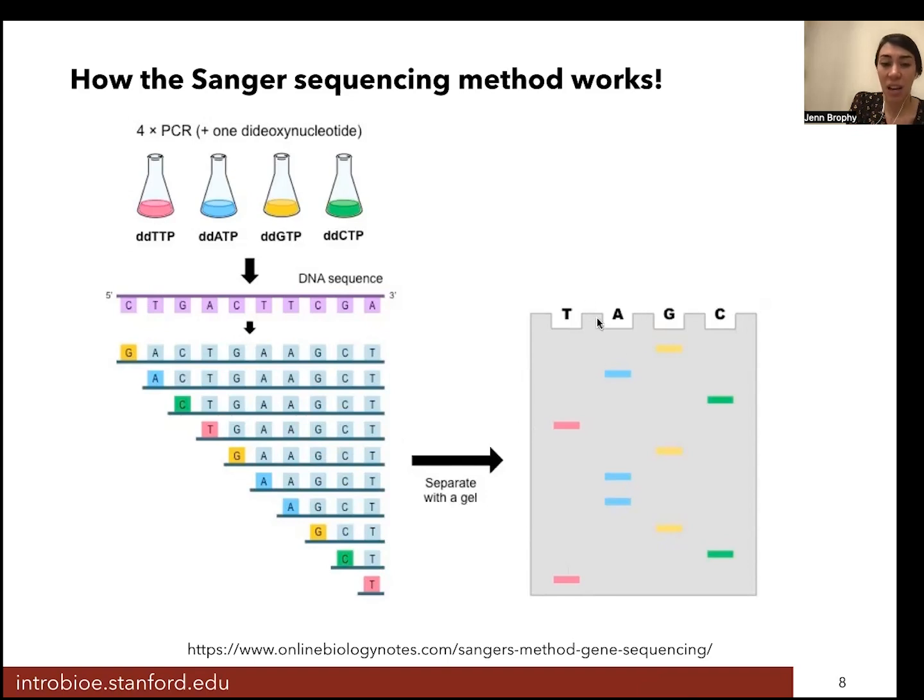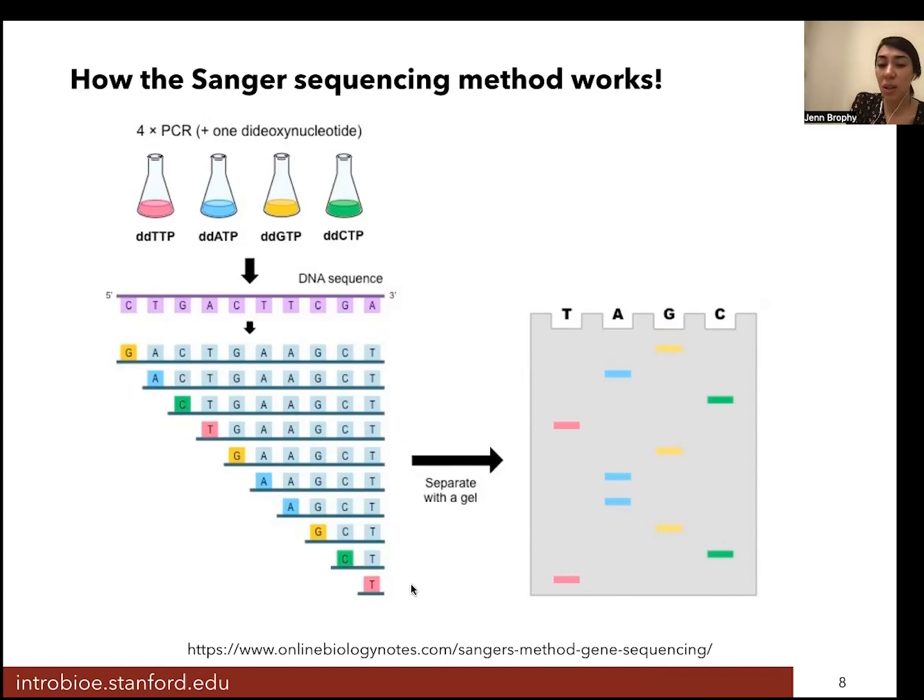The A, you had a different length of molecules because it was terminating every time it reached an A. Here you're terminating every time you reach a G, and here you're terminating every time you reach a C. So if you want to go back and read the sequence, you would say, okay, the first base is a T, the next base is a C, the next base is a G, the next base is an A, right?